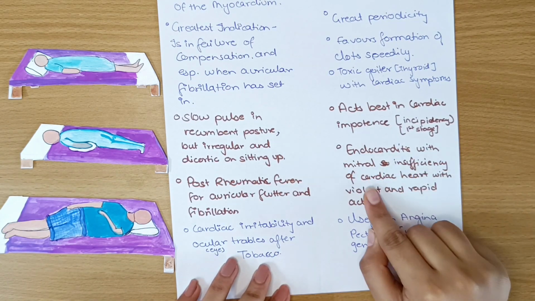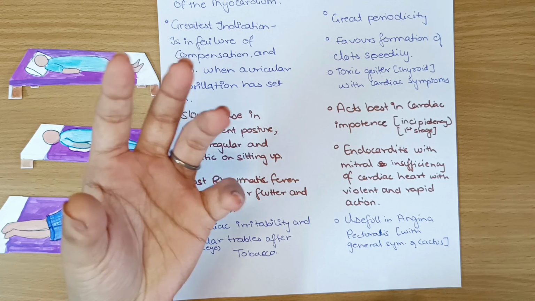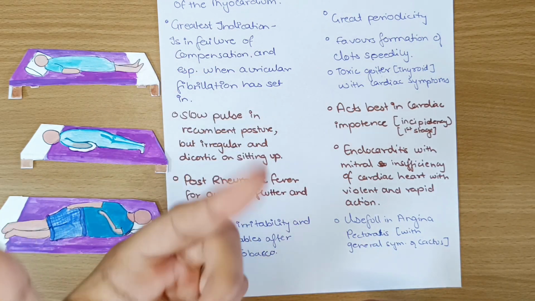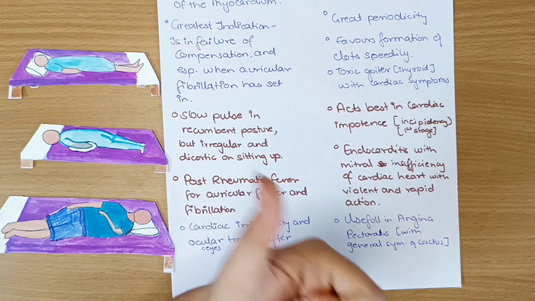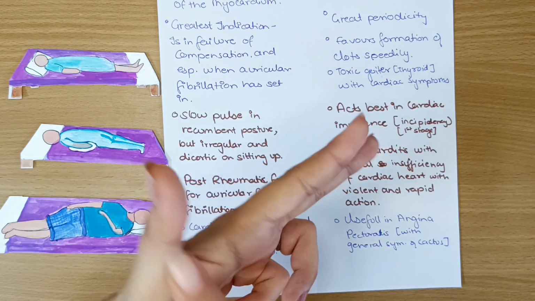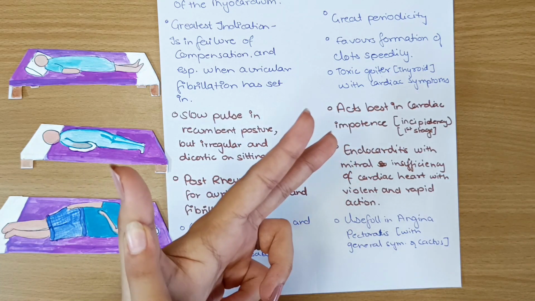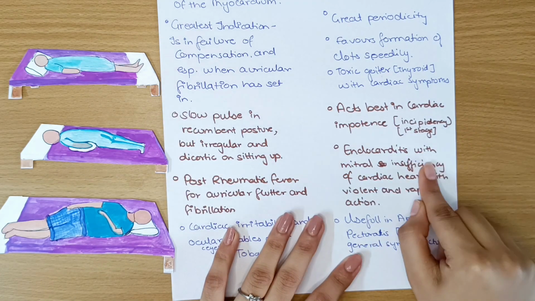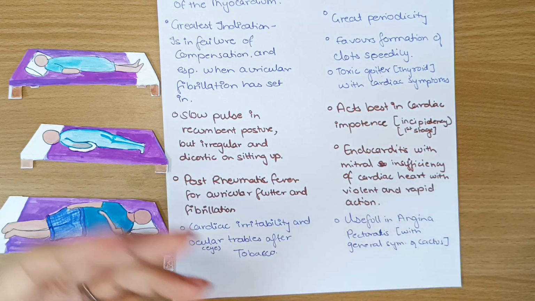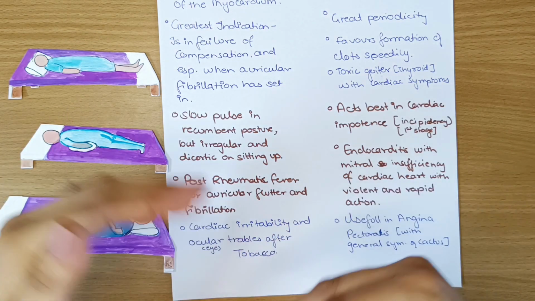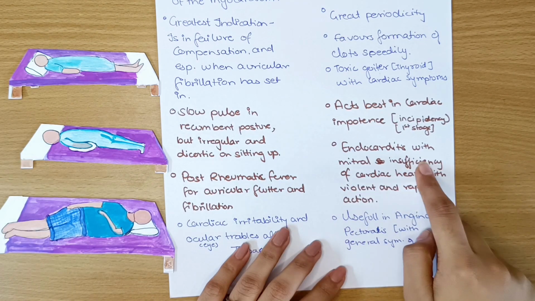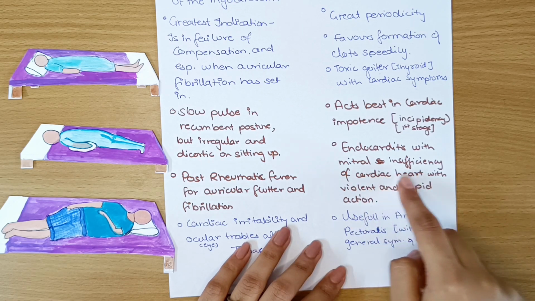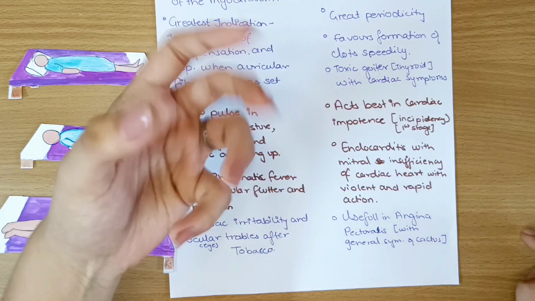Endocarditis with mitral insufficiency. We know that there are three layers of the heart: endocardium, pericardium, and myocardium. So there is a problem with the endocardium, that there is inflammation in it. So there is endocarditis that we can treat with the mitral insufficiency. There is inflammation of the endocardium along with mitral insufficiency, that is valvular problems of the heart with violent and rapid action. So at that time the heart becomes very violent and rapid in action.